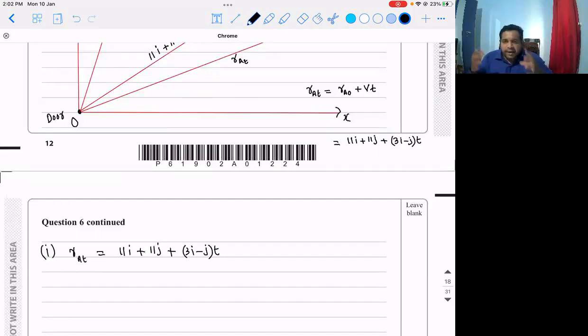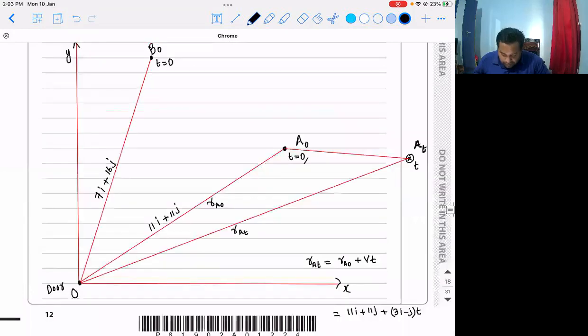If you want, you can write the i terms together and j terms together. So that is (11 plus 3t) i cap plus (11 minus t), because if you are expanding this, 3it minus jt, right? So (11 minus t) j cap. Am I correct? So this is the answer.